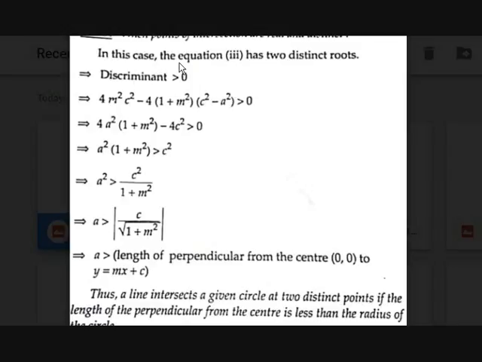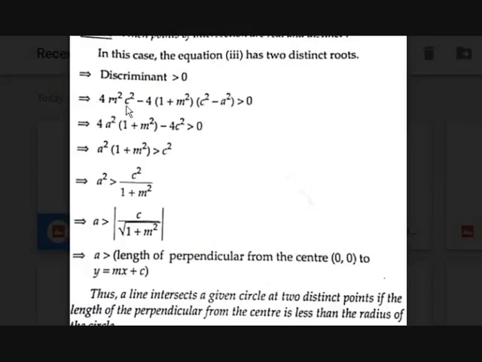For distinct roots in quadratic equations, we have discussed that the discriminant should be greater than zero. What is the discriminant? Discriminant means b square minus 4ac, where b is the coefficient of x, a is the coefficient of x square, and c is the constant term. Here the coefficient of x is 2mc, so 2mc whole square is 4m square c square, minus 4ac, where a is 1 plus m square and c is c square minus a square.